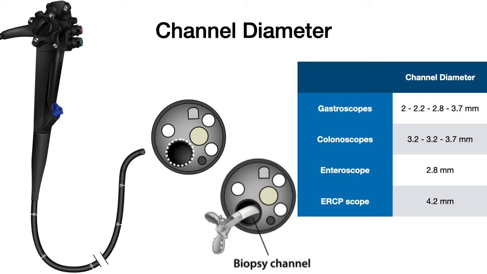ERCP scope, we put lots of big stents through that, and they have a bigger channel, 4.2 millimeters. And EUS scope has 3.7 millimeters.